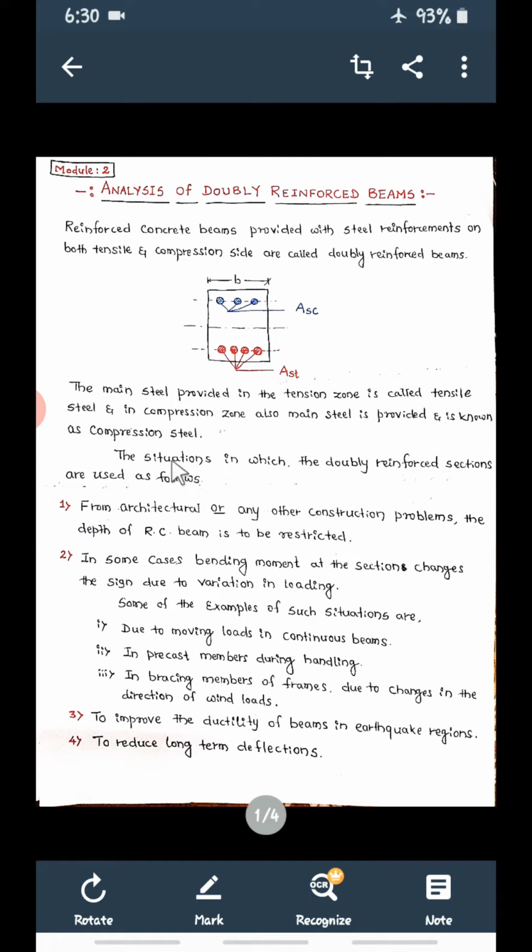So when you want to reduce the depth of the beam, we provide the doubly reinforced section, and where the bending moment changes from section to section, a doubly reinforced beam is provided. To improve the ductility of beams in earthquake regions, a doubly reinforced beam is provided. And to reduce the long-term deflections, a doubly reinforced beam is considered. These are the situations in which we need to provide doubly reinforced beams.